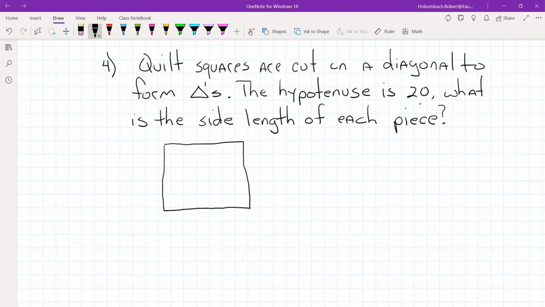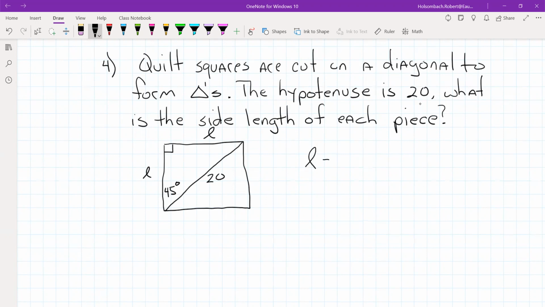Well, if we cut this thing in half, we've got a 90-degree angle up here. We got a 90-degree angle in each corner. And if we cut this square in half, we created a 45, 45, 90 with 2 congruent legs. And now a hypotenuse that's 20. So it's just a matter of taking the words and drawing the picture.